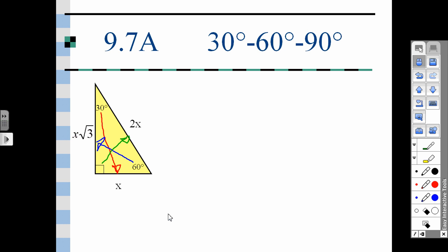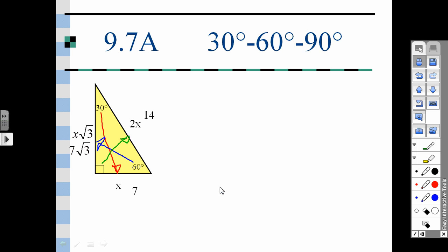What if I told you that the hypotenuse was 14, and I said find these two sides? Well, if you know the hypotenuse is 14, that's 2x. So to figure out x, we just have to divide by 2. So now we would know this side is 7. And then once you know what x is, you can plug that in here, and you get 7 root 3. Easy, right? Okay. Yes, it normally is that easy.